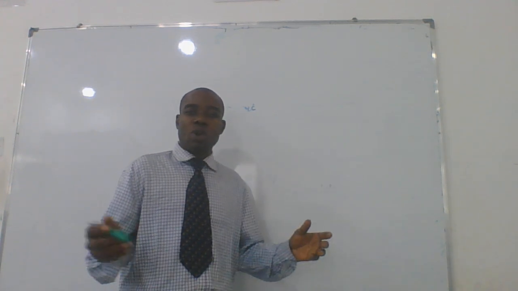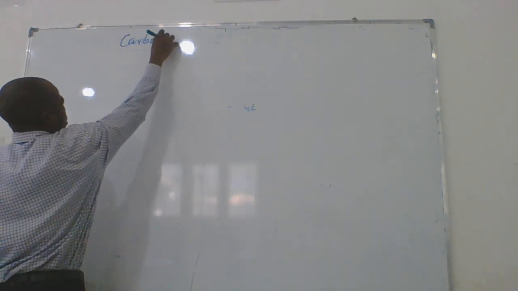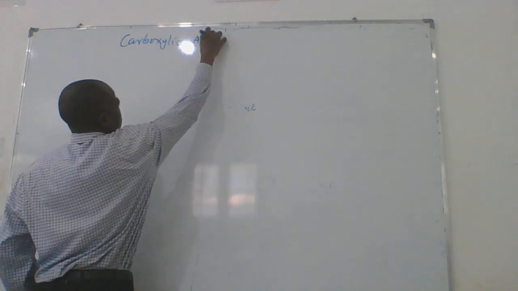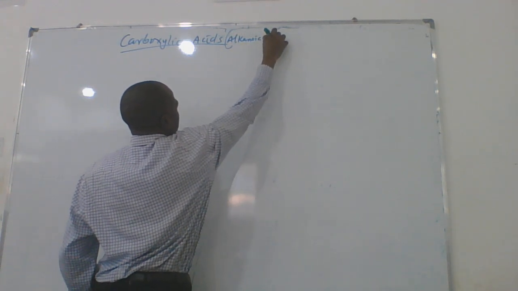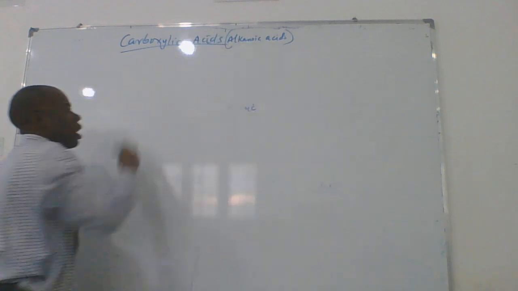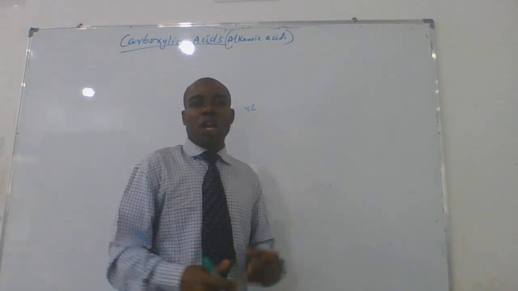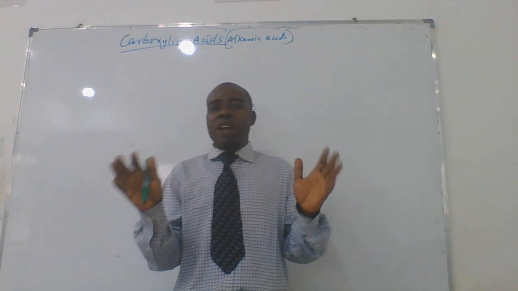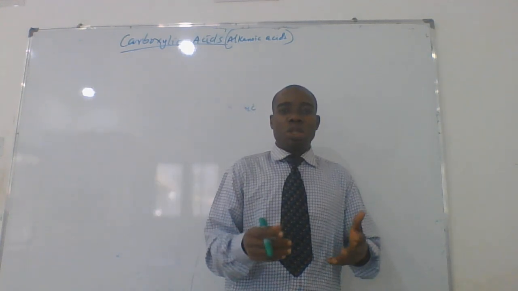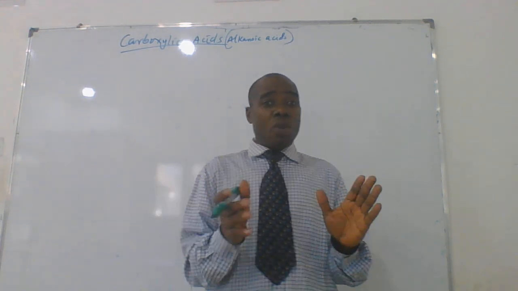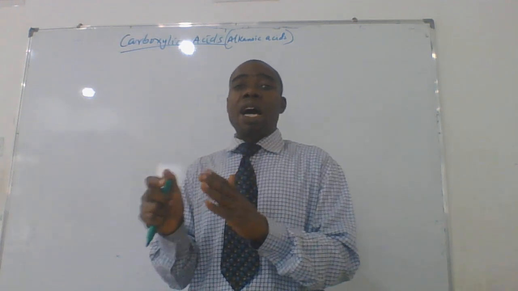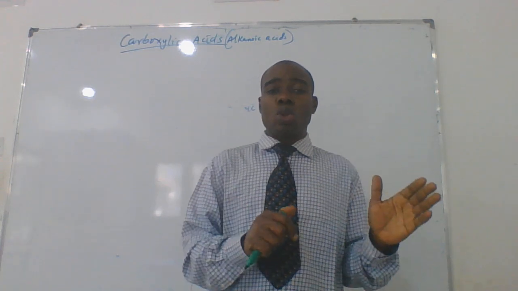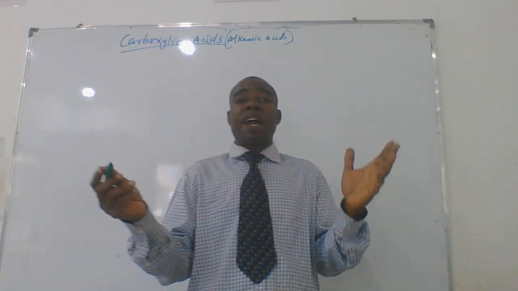Thank you very much. So, like I said, we're looking at carboxylic acids. Carboxylic acids are also known as alkanoic acids. Alkanoic acid is the old name used to represent carboxylic acid. However, whether old or new, carboxylic acid or alkanoic acid, they are the same homologous series. So don't let the name confuse you.